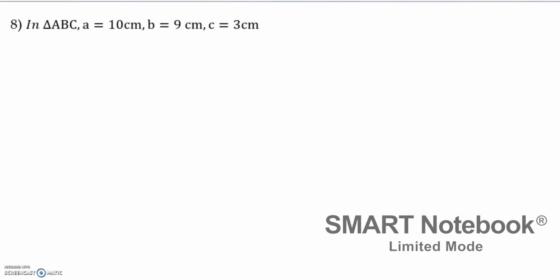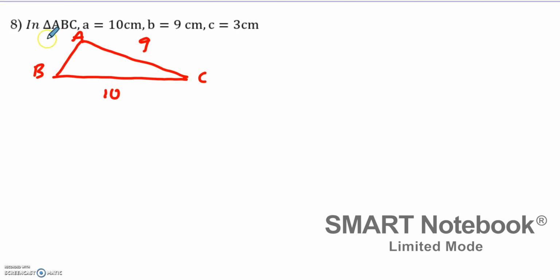Number 8, given triangle ABC. I know that the side across from A is 10 centimeters, the side across from B is 9 centimeters, and the side across from C is 3 centimeters. So it looks like this time I'm given side, side, side. So the question is, just like the last two, can I apply the law of sines? And the answer is no, because I do not have an angle across from a side.